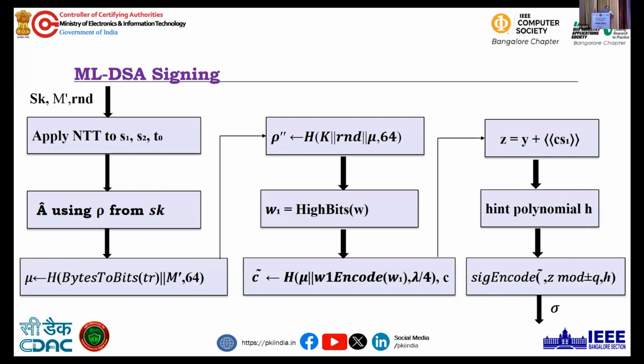After this, the core of ML-DSA signing is creating a commitment, a challenge, and a response. Here the commitment is created, the challenge is created, and a response is created. The commitment is this W. This is actually a loop.